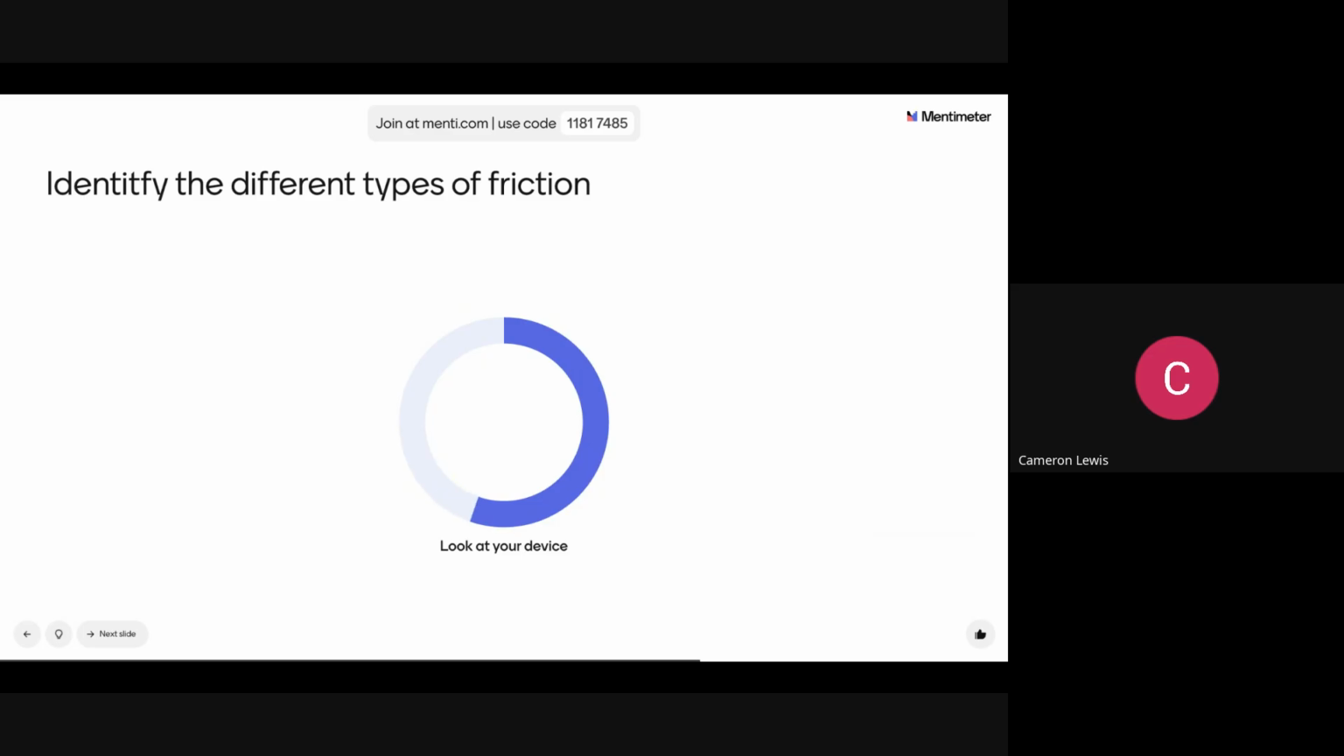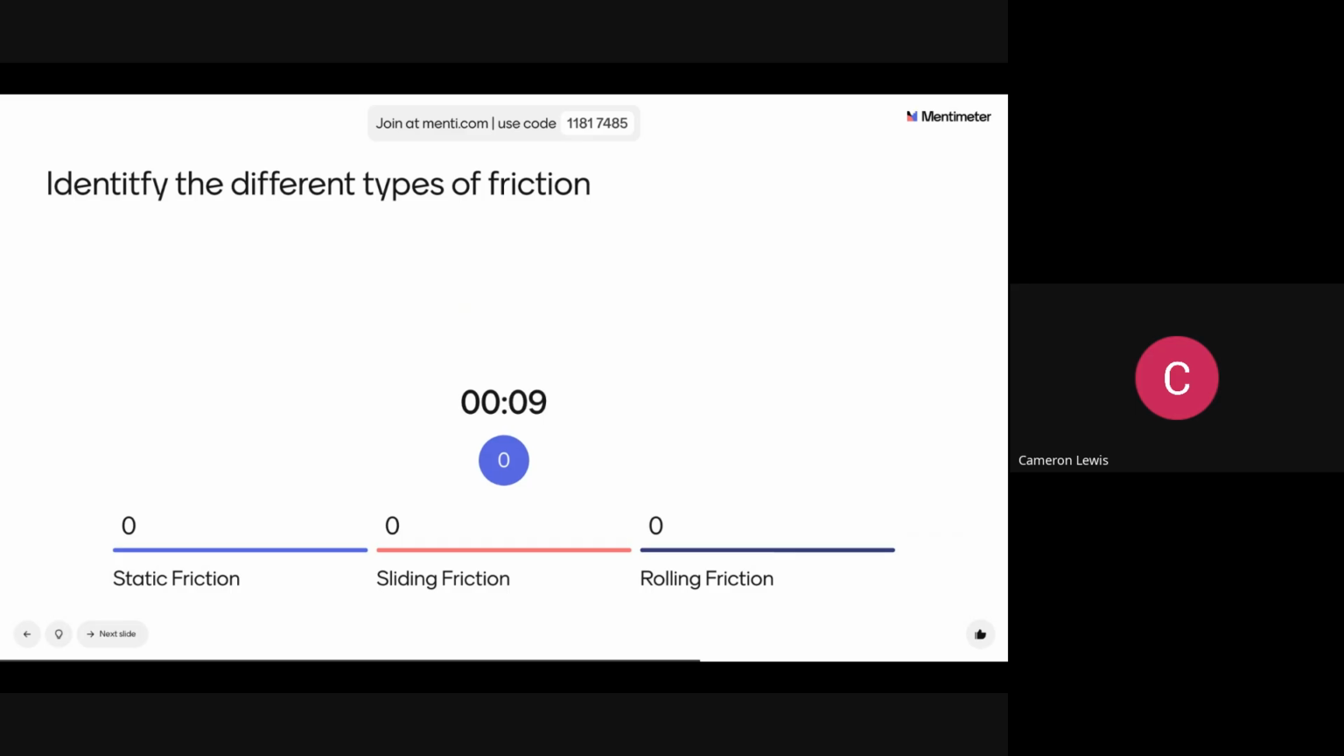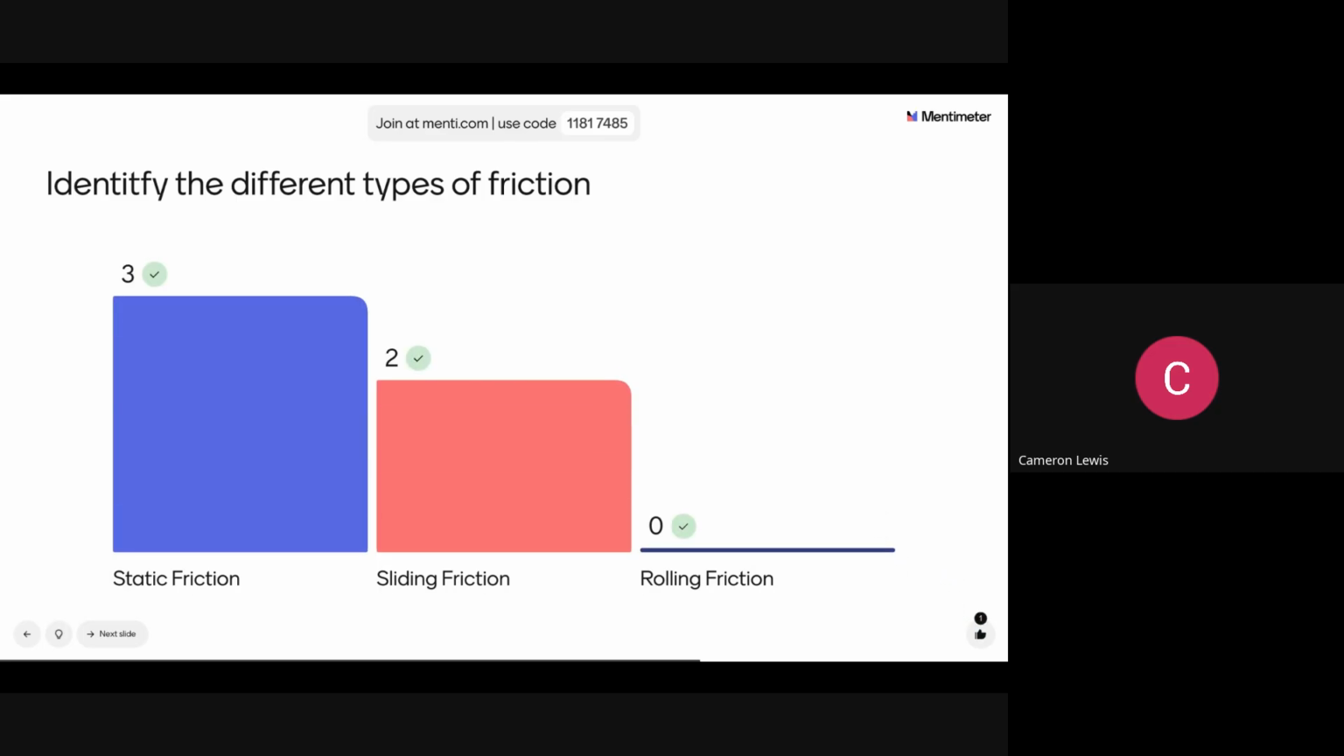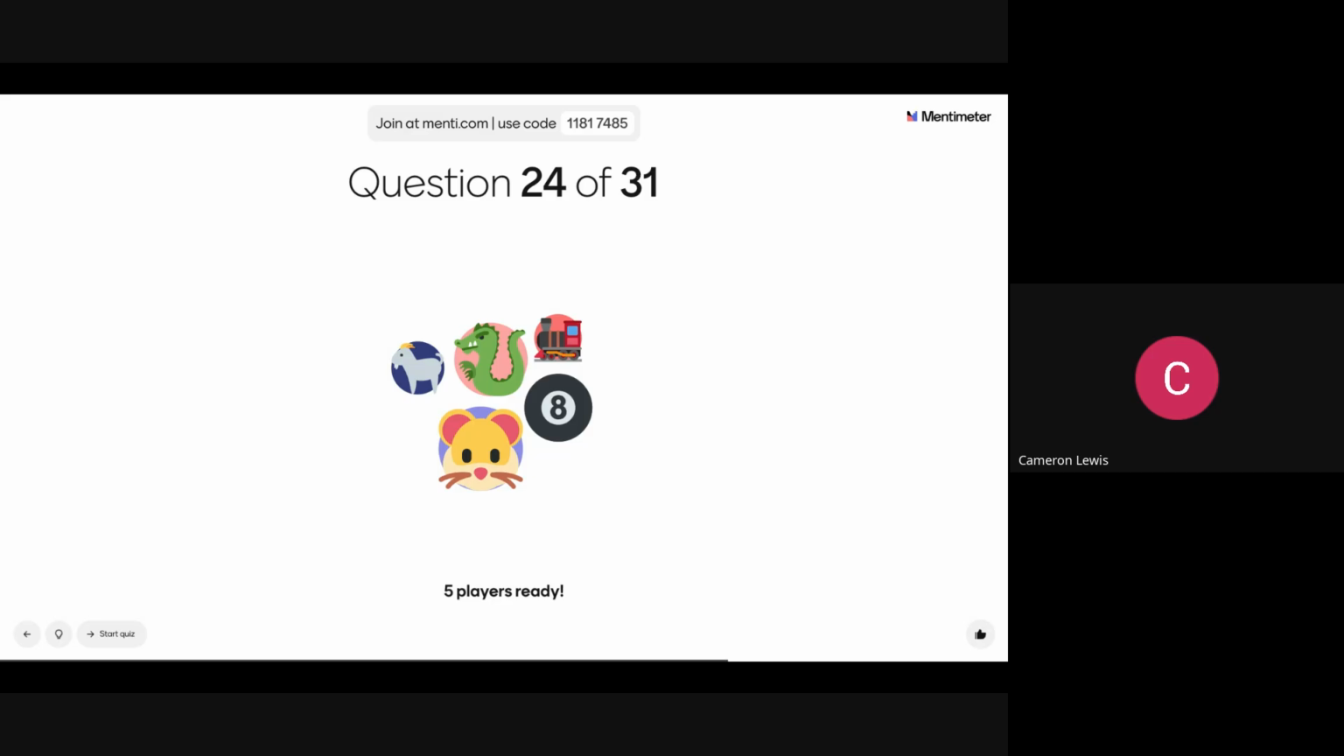You want to now identify the different types of friction, right? What different types of friction did I cover and talk about? We have static friction, sliding friction, rolling friction. Good, all three. Static friction, just you holding it, then sliding friction as it's going across, and then rolling friction. So there are three different types of friction we talked about.